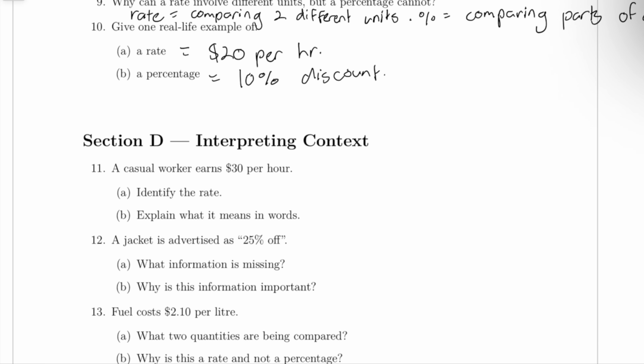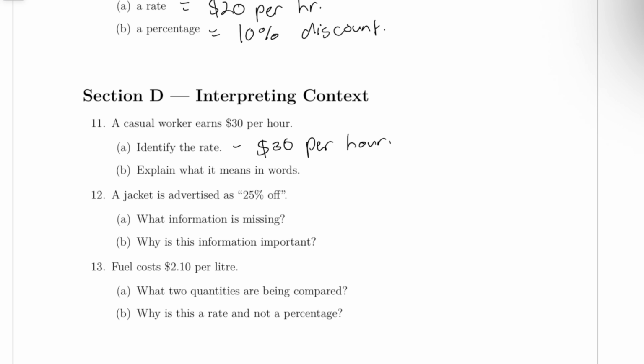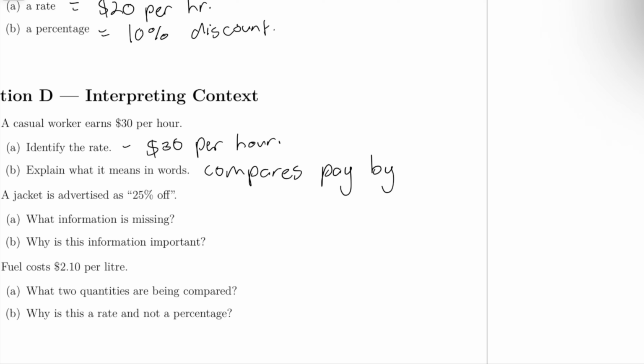Section D, interpreting context. A casual worker earns $30 per hour. Identify the rate. $30 per hour. And then B, explain what it means in words. Rate compares pay by hours worked.